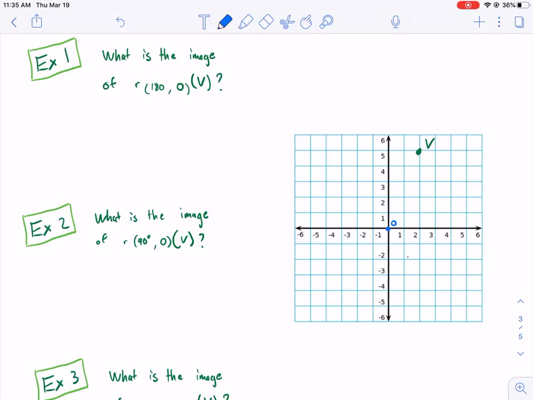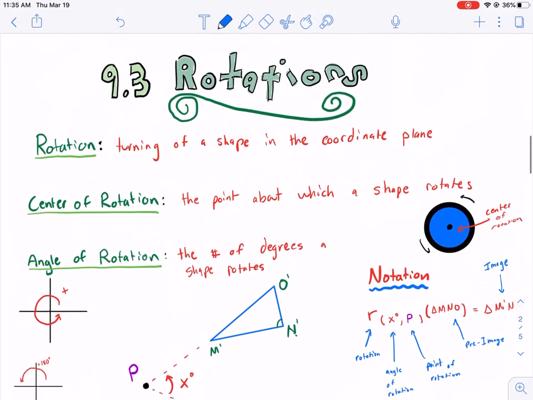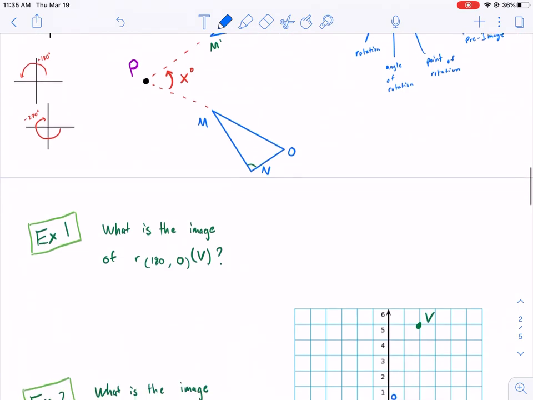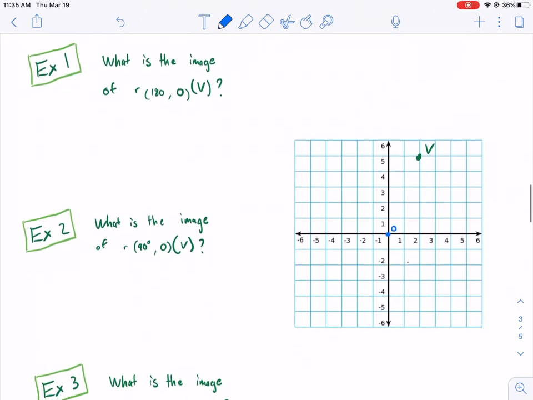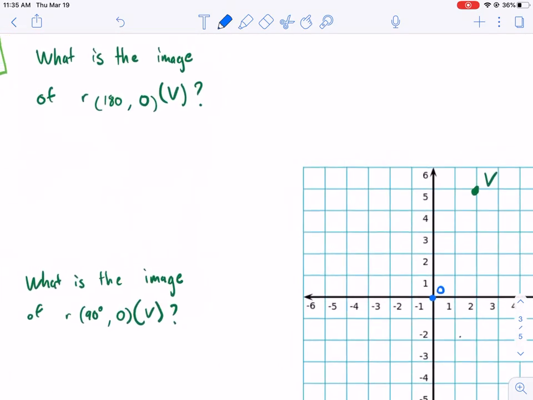Hello again. If you are watching part 1, welcome back. We're going to go over example 1 of rotations and show how we can apply this in coordinate geometry. So example 1 will kind of set the stage of how we approach all the problems. So it's very important that you pay attention to this and see how we do it.